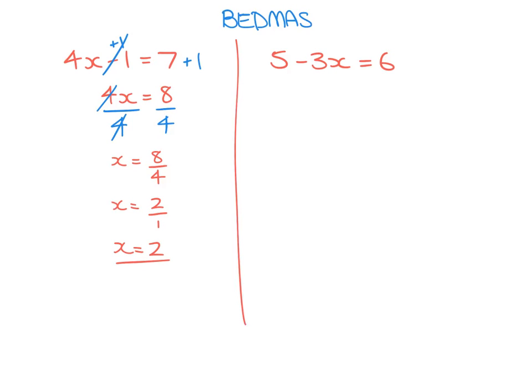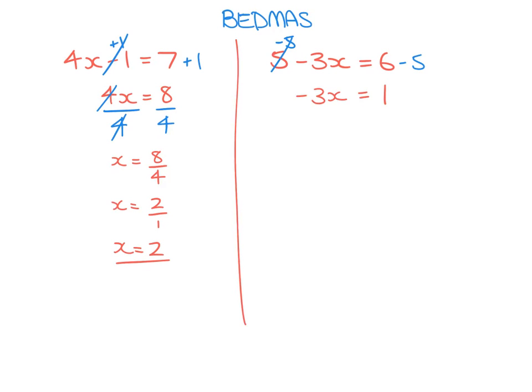Okay, so 5 minus 3x equals 6. What's the first thing we're going to do? Minus 5. Yeah, we're going to minus 5 on both sides. Now it is minus 5 in this case because the 5 is positive. There's no negative in front of it, so it's positive. So we need to do a minus 5. What are we left with? Negative 3x equals 1.